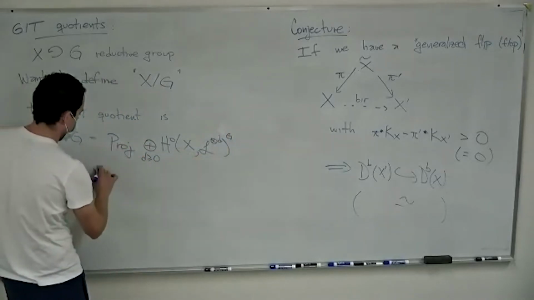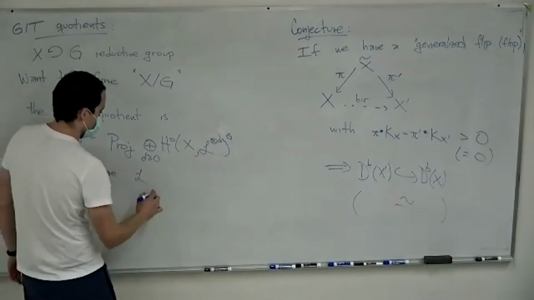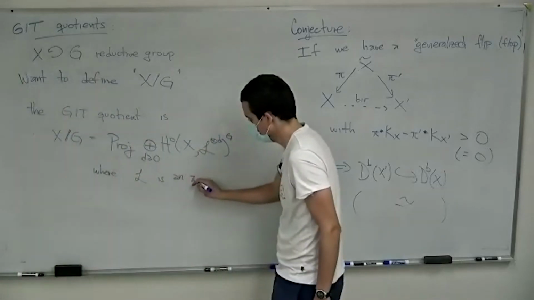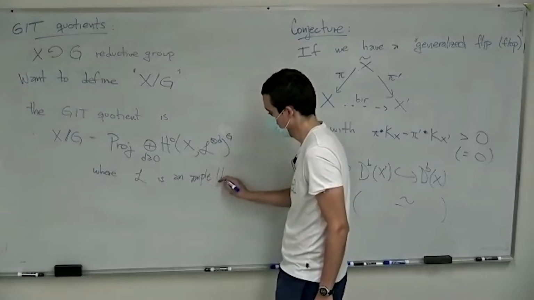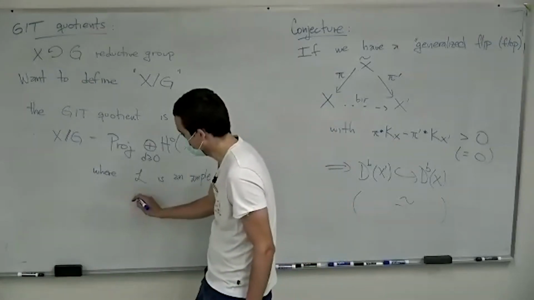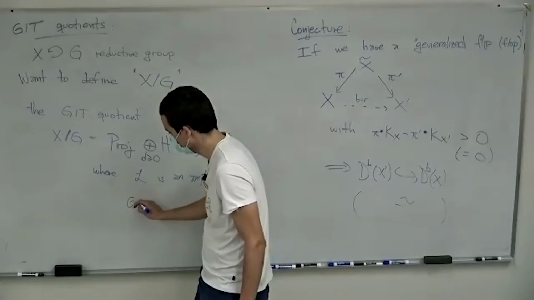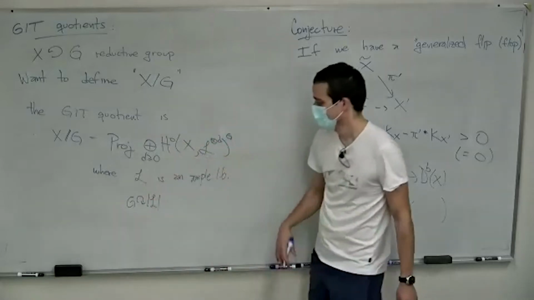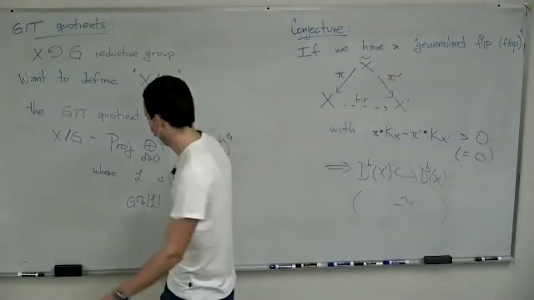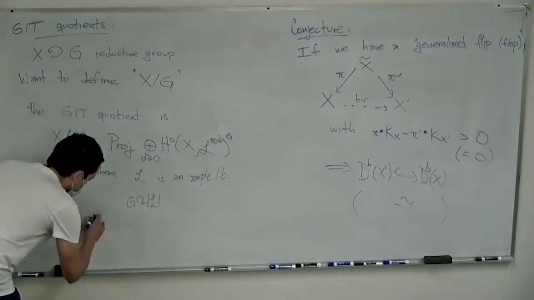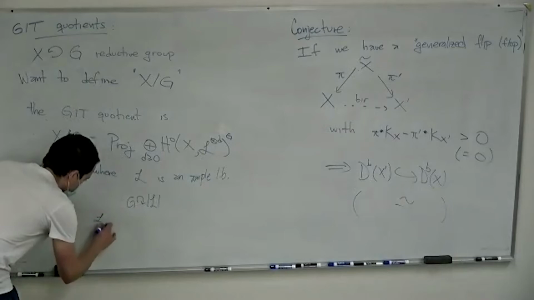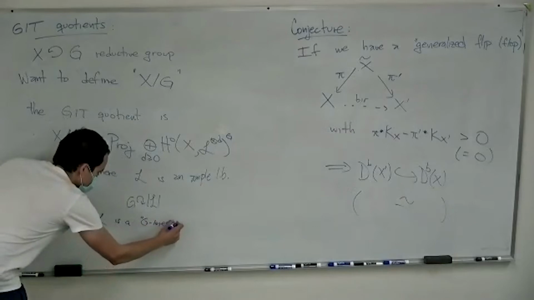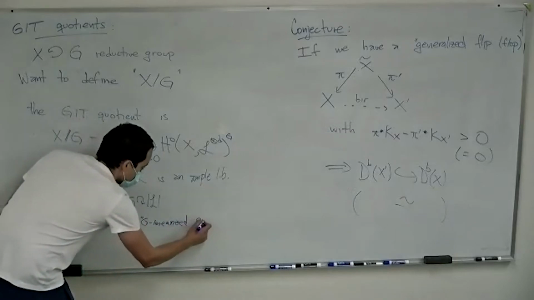So this is where L is an ample line bundle, and G acts on L, or you could say G acts on the total space, if you see the bundle as a variety itself. So you would say L is a G-linearized ample line bundle.